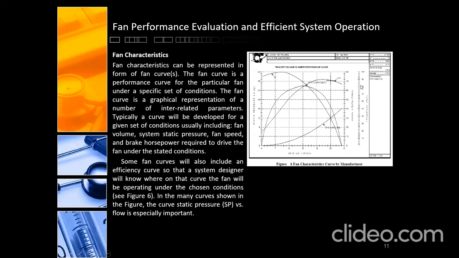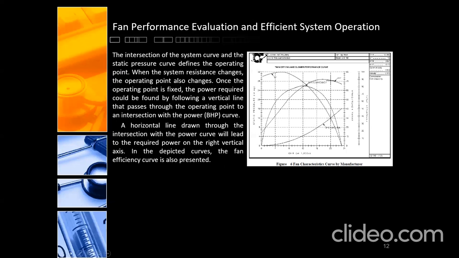Yan. So, pupunta ka doon sa efficiency. So, formula ng static, divide mo na efficiency, makuha mo yung brake horsepower. Pag ginipag mo ng motor efficiency, motor na yun. Some fan curves will also include an efficiency curve so that a system designer will know where on that curve the fan will be operating under the chosen condition, figure 6. In many curves shown in figure 6, the curve of static pressure SP versus flow is very important. So, yan. Sa mga fan curve. The intersection of the system curve and the static pressure curve determines the operating point.